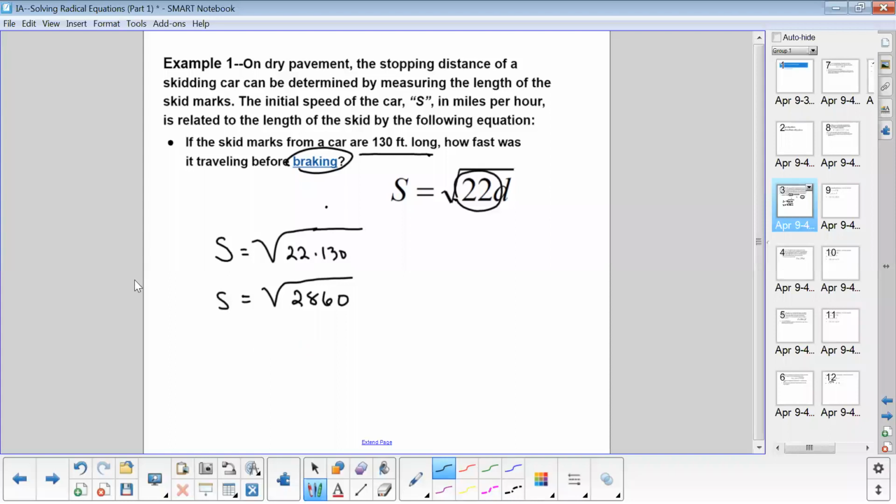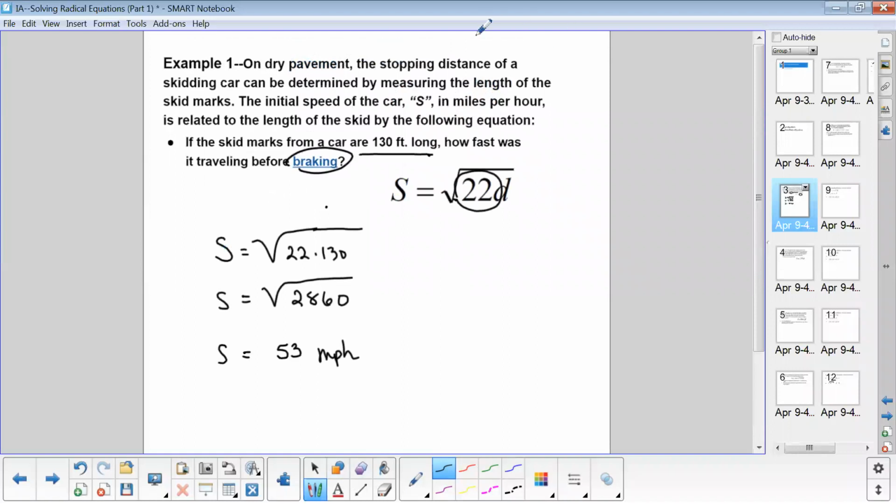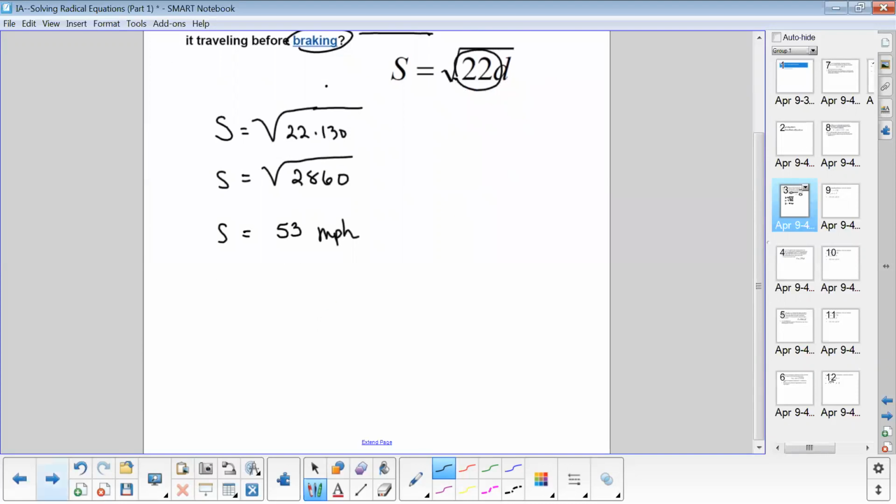So what was the speed of a car or vehicle, a car that's had roughly 130 foot skid mark? And we're measuring, trying to find that speed in miles per hour. Would be 53 miles per hour.